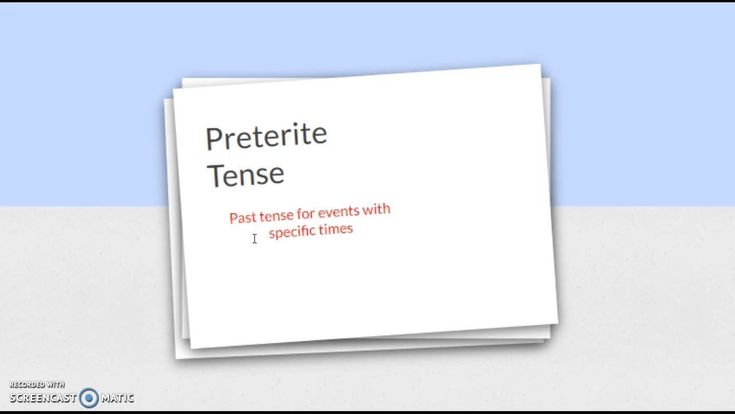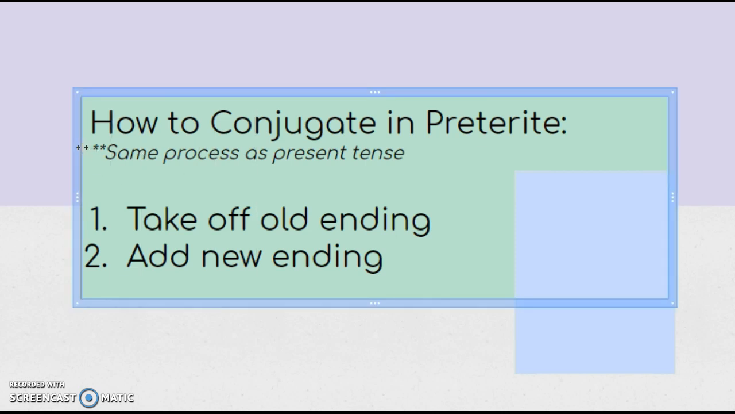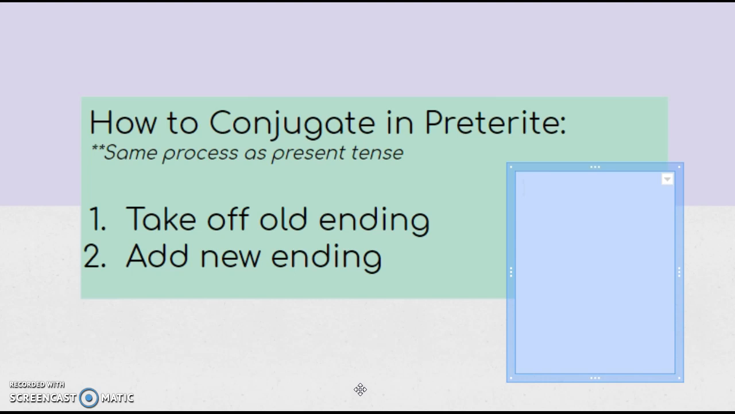There's a different past tense called the imperfect that's used when we don't know exactly what time an event took place. So really, conjugating in the preterite tense and present tense are the exact same process. So you don't have to learn anything new with the process. So we'll take off our old ending as step one. So if I have a verb such as correr, to run, my step one is take off the old ending.